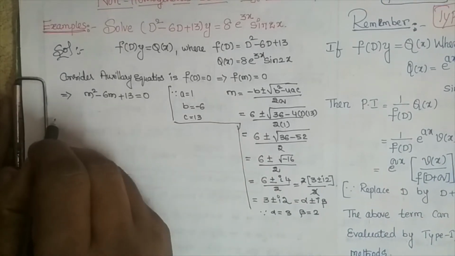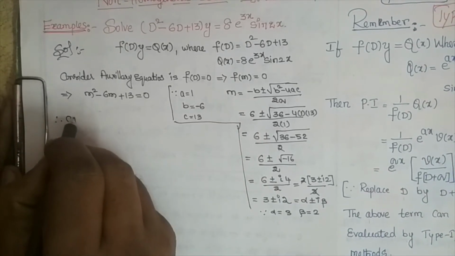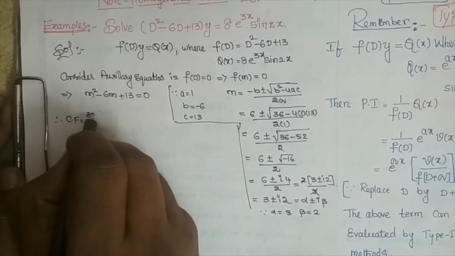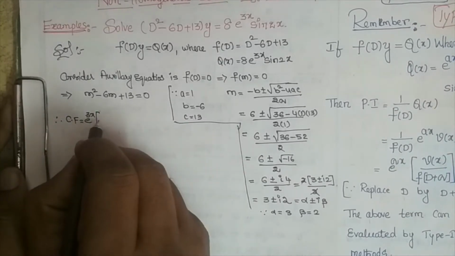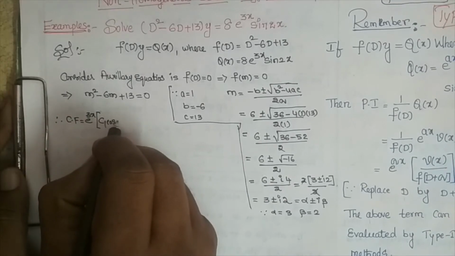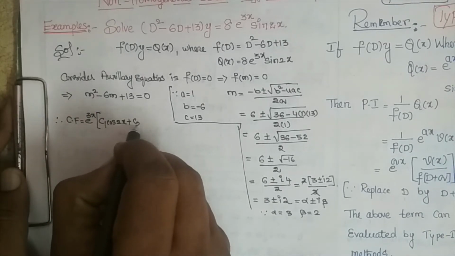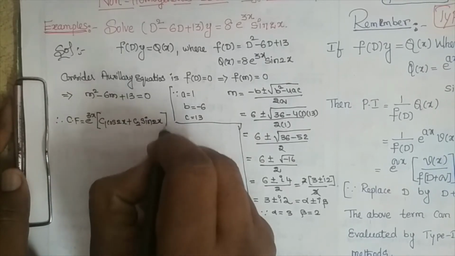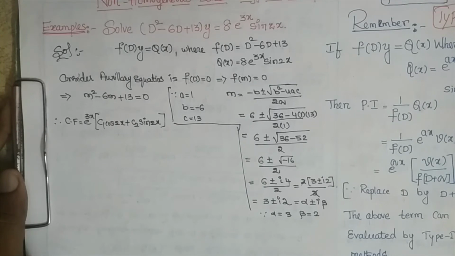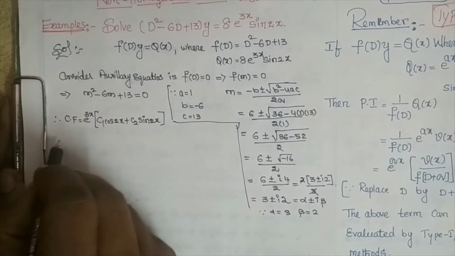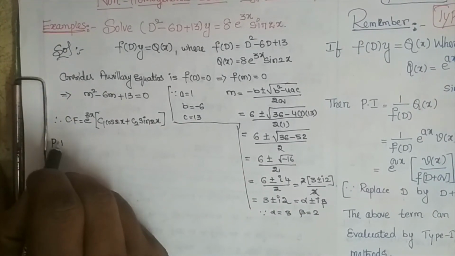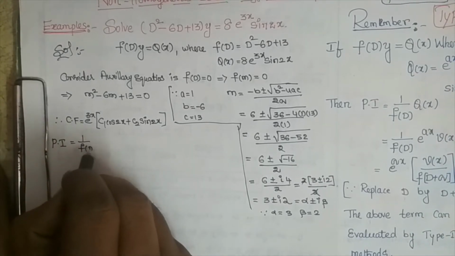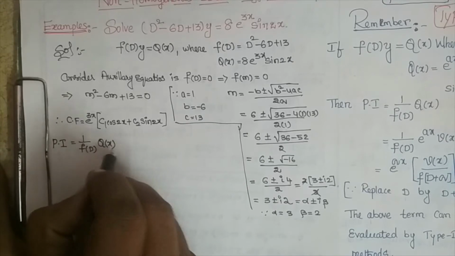So directly I am writing the complementary function here. CF is equal to e power alpha x, e power 3x, into C1 cos beta x, cos 2x, plus C2 sin beta x, where beta is nothing but 2. This is the complementary function. Now the particular integral, PI, is equal to 1 by f of D into Q of x.